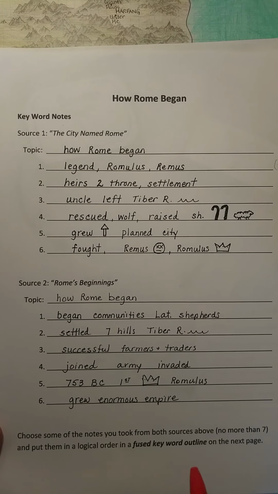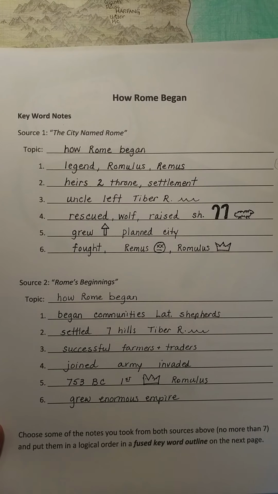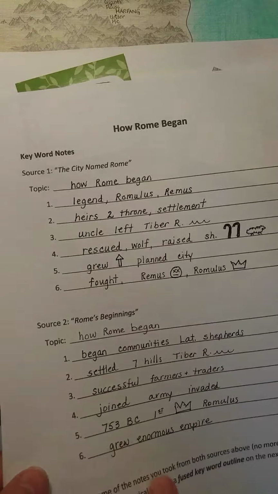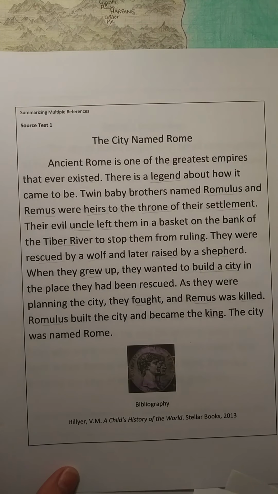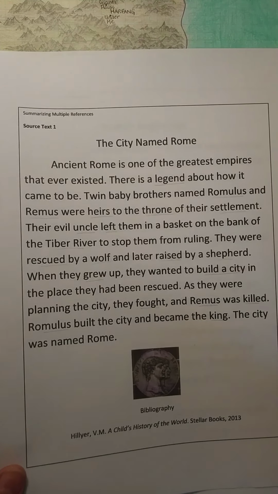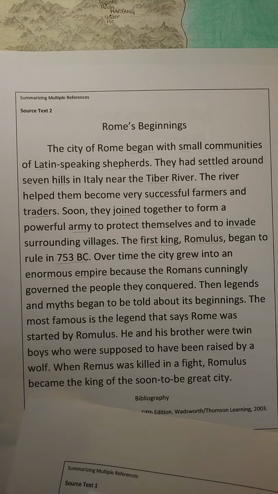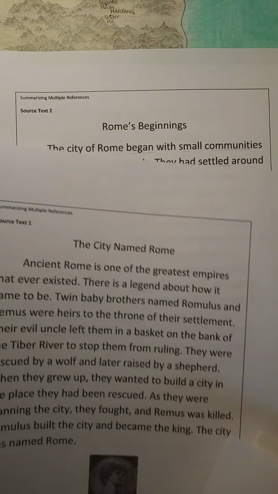Okay, and I'm going to have two stories or two articles for you to read and gather information. So let me show you the articles. This is the first one. This is called The City Named Rome. And the second one is called Rome's Beginning. So each article will have different information, or some of it may be the same.